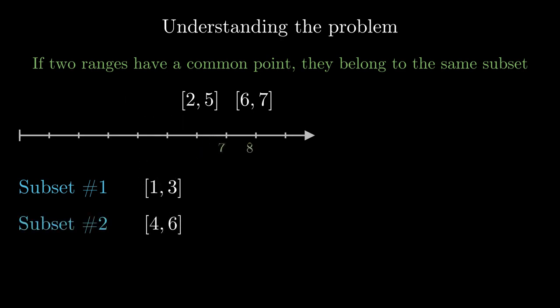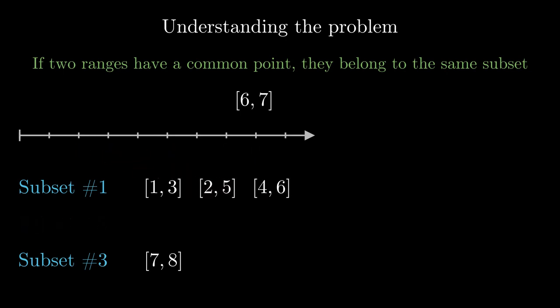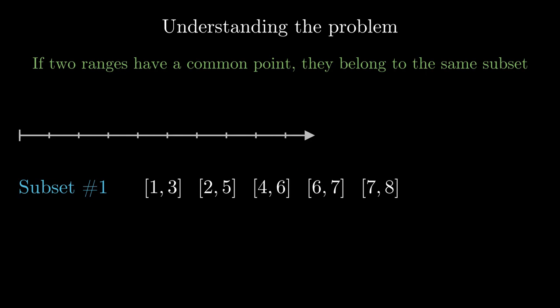Next, [7, 8] has no common point with either [1, 3] or [4, 6], and hence let us put it in subset number 3. Next, [2, 5] has a common point with [1, 3] and hence will belong to subset number 1. But it also has a common point with [4, 6], and therefore [1, 3], [4, 6] and [2, 5] have to belong to the same subset. Similarly, [6, 7] has a common point with both [4, 6] and [7, 8]. This implies that all the ranges in our particular example belong to the same subset.